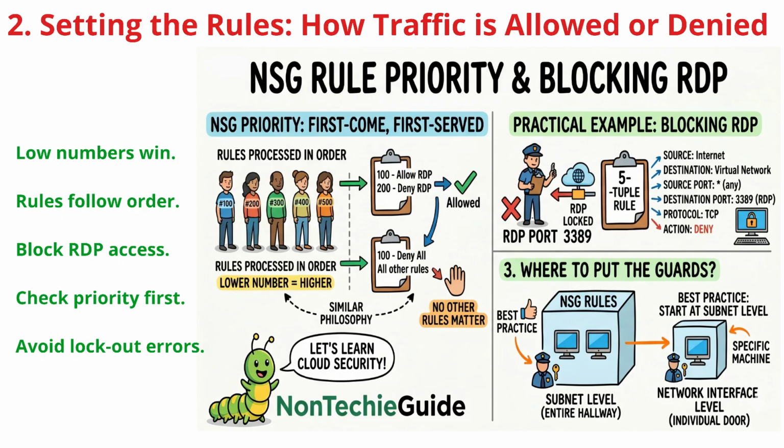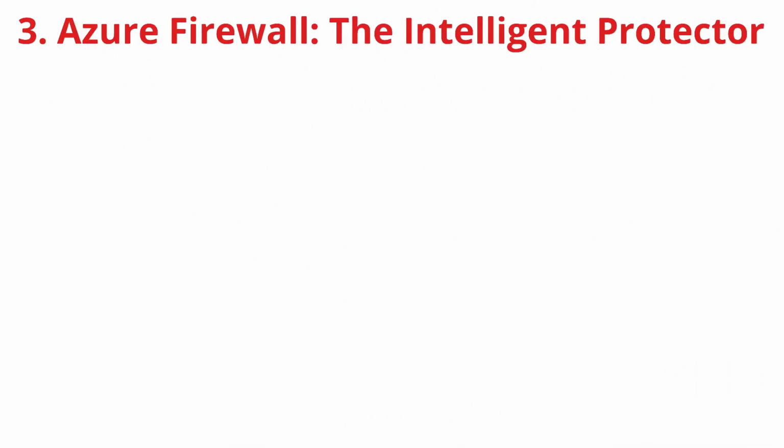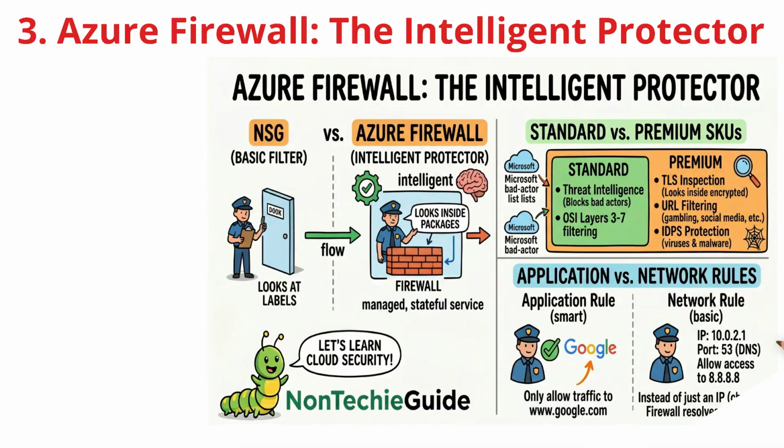You have to be careful. If you put a deny all rule at priority 100, the guard stops checking everything else, and the door stays locked for everyone. A great real-world example is blocking RDP. Hackers love trying to peek at your screen through port 3389. By setting a low-numbered deny rule for that specific port, you effectively shut the door on attackers before they can even knock.